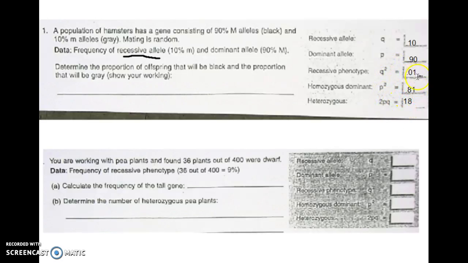You could have done that also by mathematical reasoning by saying if all three of these equal 1 and two of the variables are determined, this has to be the remaining portion. So 0.81 plus 0.01 is 0.82. The remaining is 0.18. So that's another way to do it.